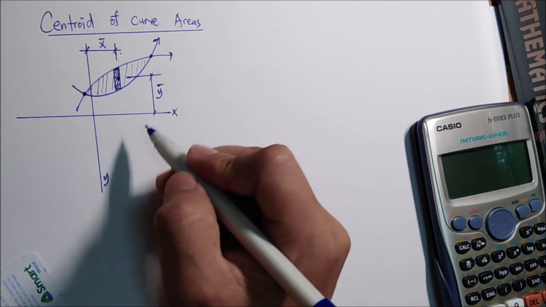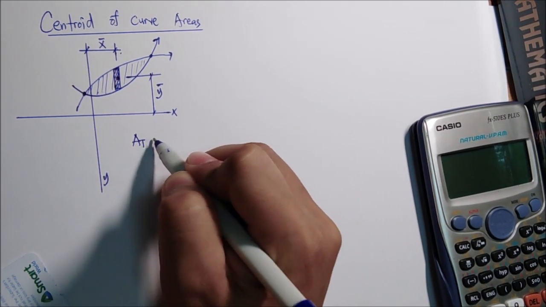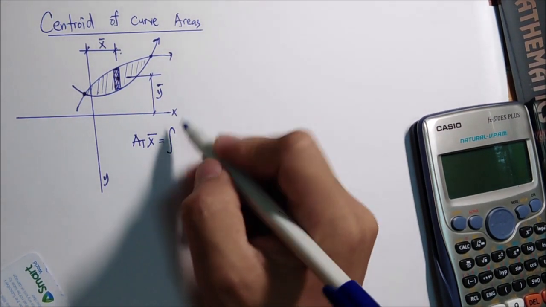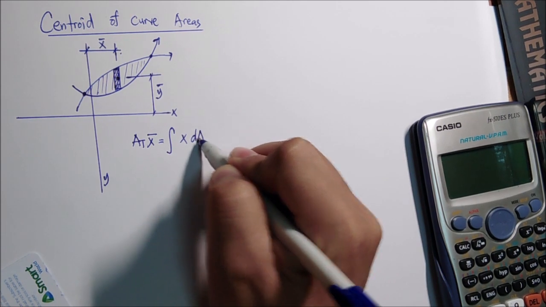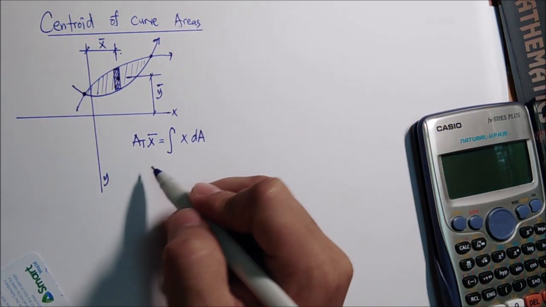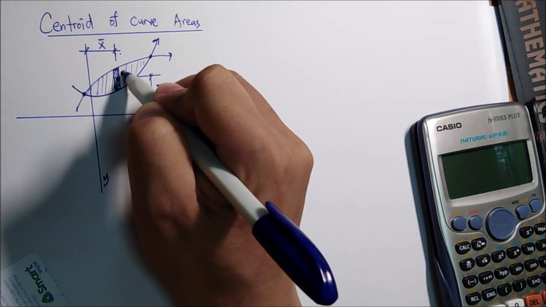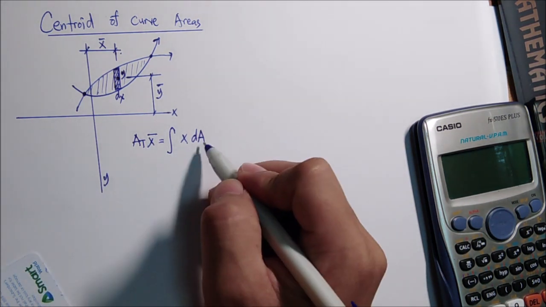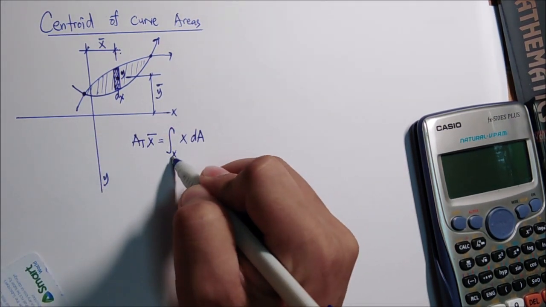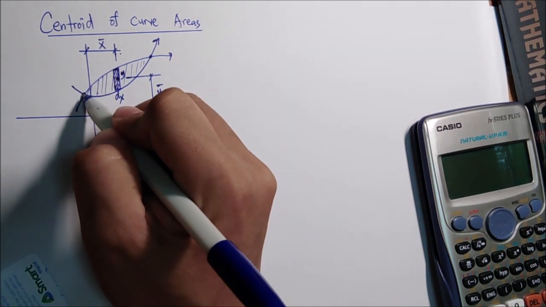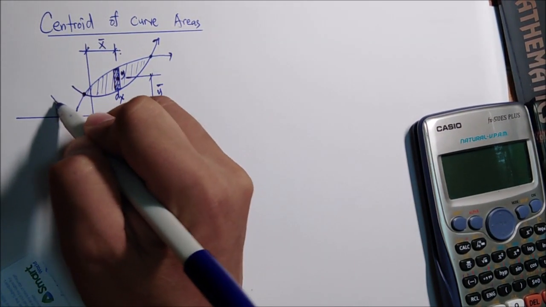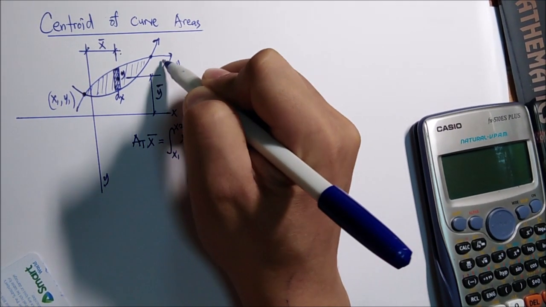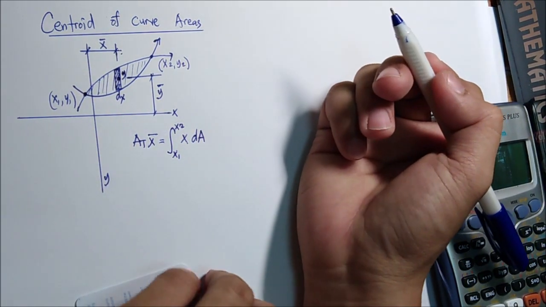So our formula here is that area total times bar x is equal to the integral of x dA, differential area. This is y dx. So our limit will be in terms of x, x1, x2. Where is x1, x2? This is the point of intersection, x1, y1, and the other is x2, y2. These are the points of intersection of the curves.